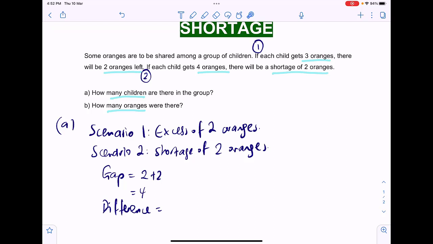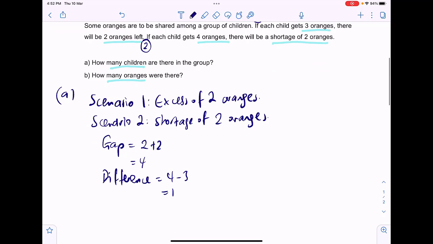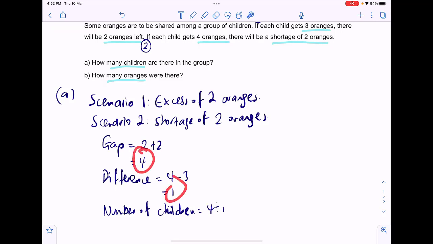What does each child get? What's the difference in that? First one is 3. Second one, each child get 4. So 4 minus 3, that will be 1. And we can find the number of children. Divided by 1. Okay, this will be always the gap divided by the difference. That will be 4 children.